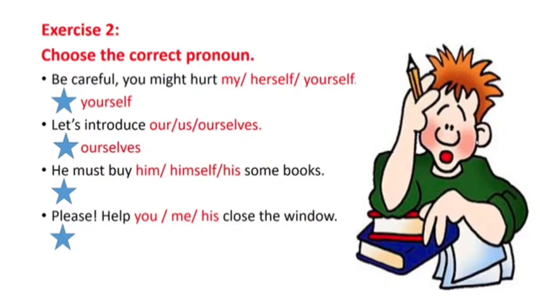Which one are you going to choose? He, and you have him, himself, and his. Pay attention. Which one? He must buy some books. Can we use him here? No. Which one are we going to use? I'm waiting for your answer. Excellent job. You chose well. Himself. He must buy himself some books. Let's move to number 4.